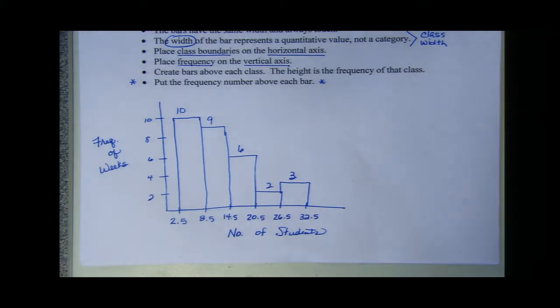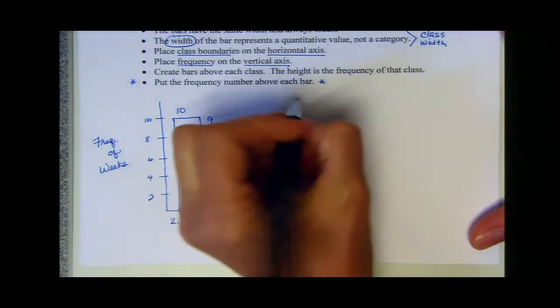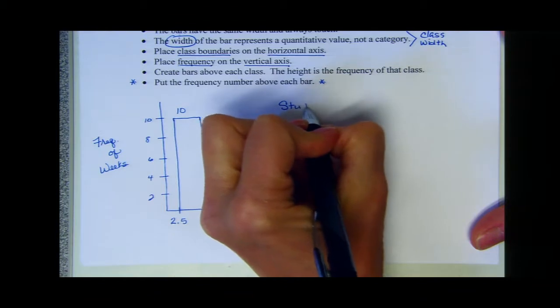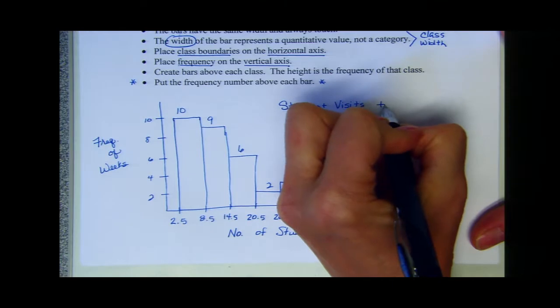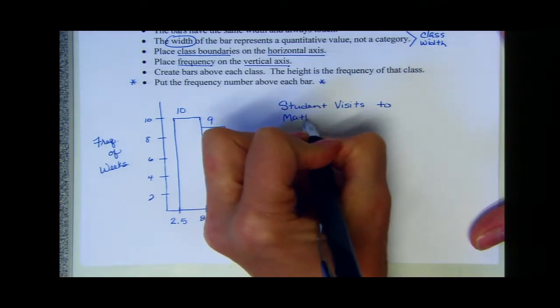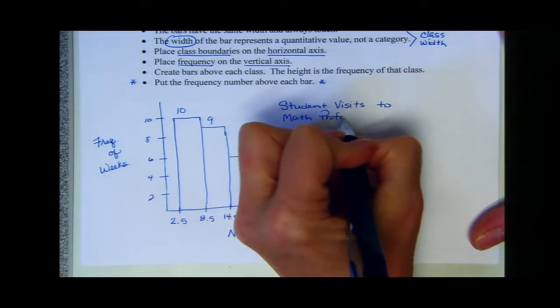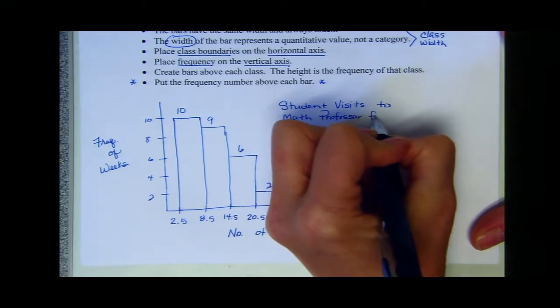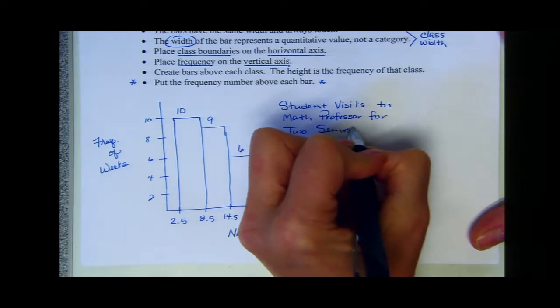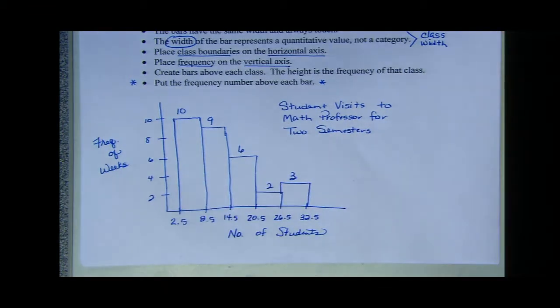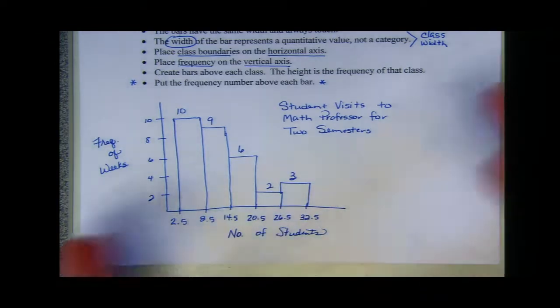And then the last thing that we need to make sure that we do is give our graph, in this case a histogram, a title. So what I know about this is that it was student visits to math professor for 2 semesters. You just need to be sure that you include all the pertinent information that goes along with the graph.